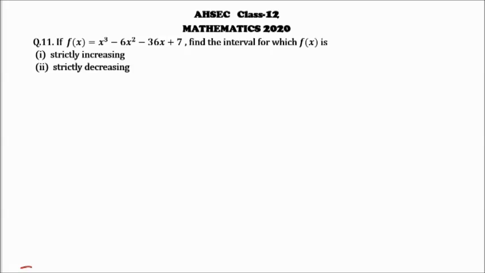In order to check whether a function is strictly increasing or strictly decreasing, first let's find its first derivative. So the first derivative of f of x, f dash x, will be nothing but 3x squared minus 12x minus 36. Now next let us check for f dash x equal to 0.